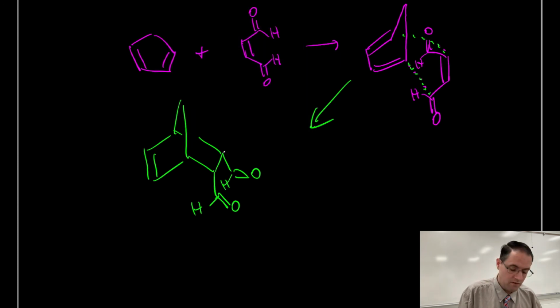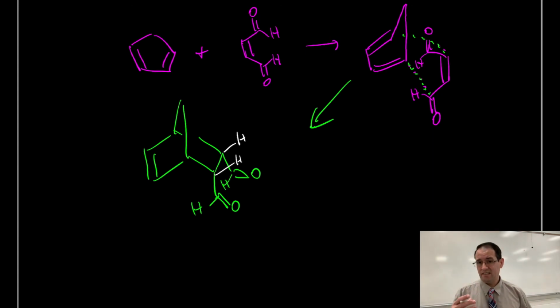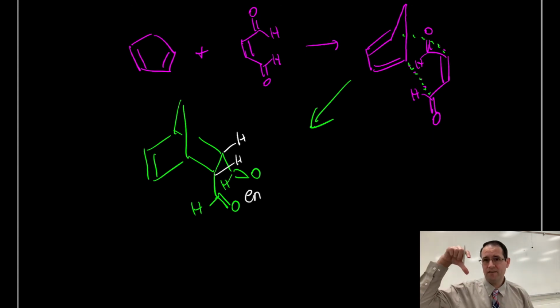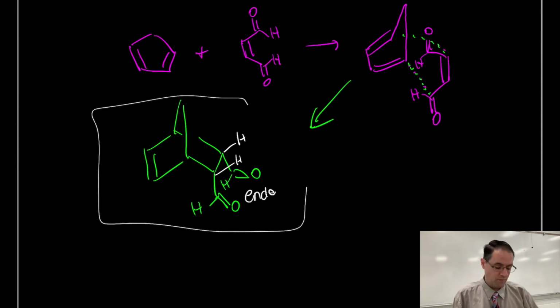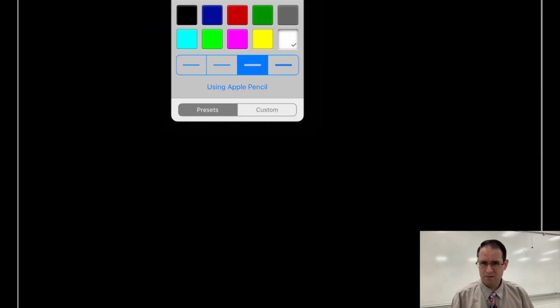So there's two things to note with this structure. One is that you're forming a cis adduct. That means that the two aldehydes are on the same side of the ring and they're both endo, okay? So kind of practice drawing this sort of thing and be able to draw that.